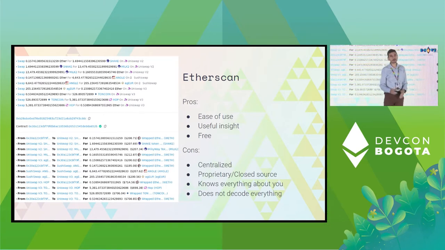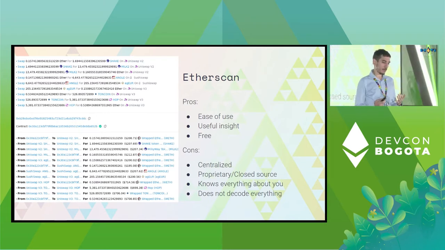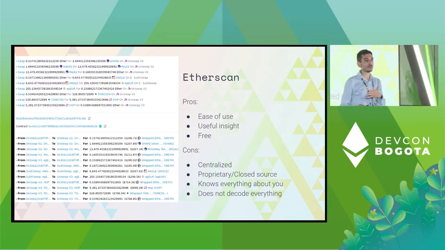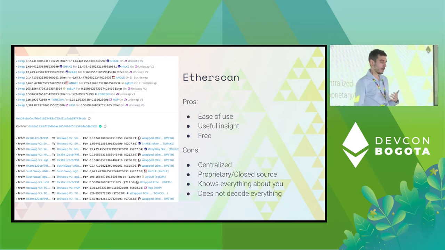It's easy to use. You just type in Etherscan, transaction slash the hash, and it gives you useful insight, and it's totally free. Of course, there are cons with Etherscan. It's centralized. It's proprietary and closed source. That means there is no way for me as a developer to see how they do what they do or extend it in any way.